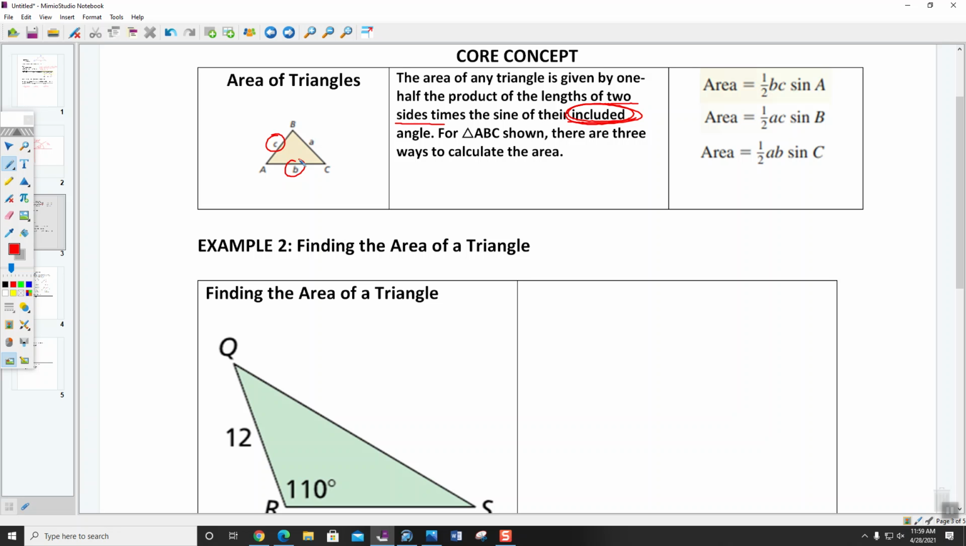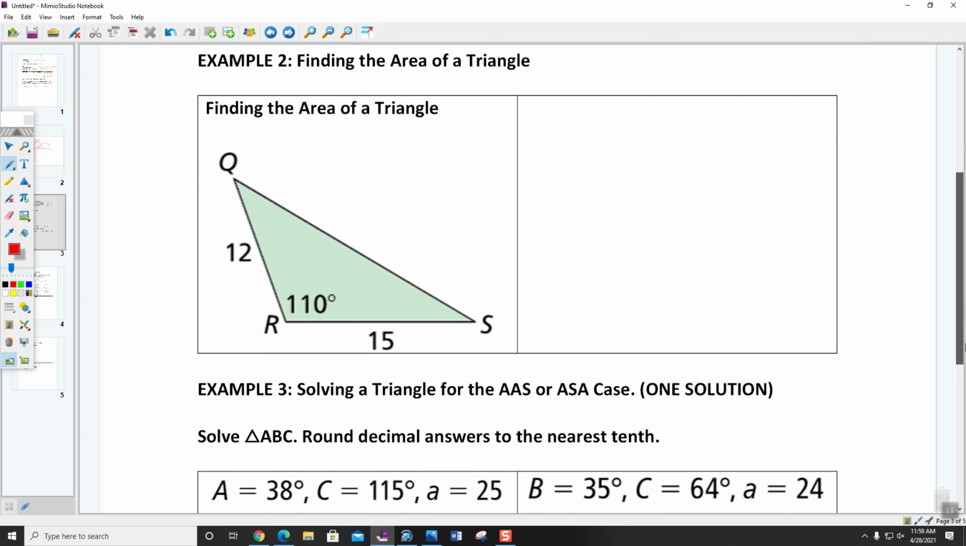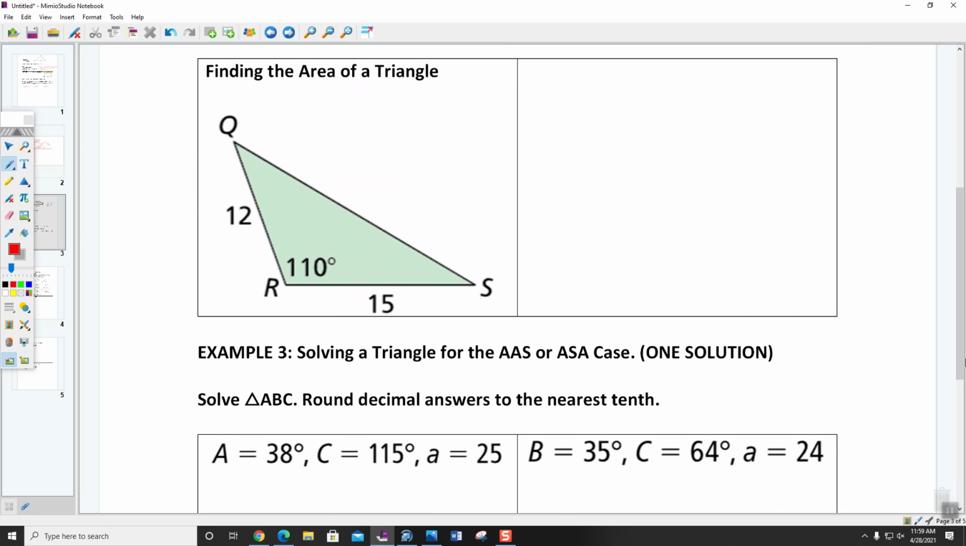The area of any triangle can be found by the product of 2 sides cut in half times the sine of its included angle here. Okay? Well, this one's not so bad. Do we have 2 sides? What 2 side lengths do you have? 12 and 15. What's the angle that's formed by those 2 sides, lengths 12 and 15? Okay, do we have the two sides and the included angle?